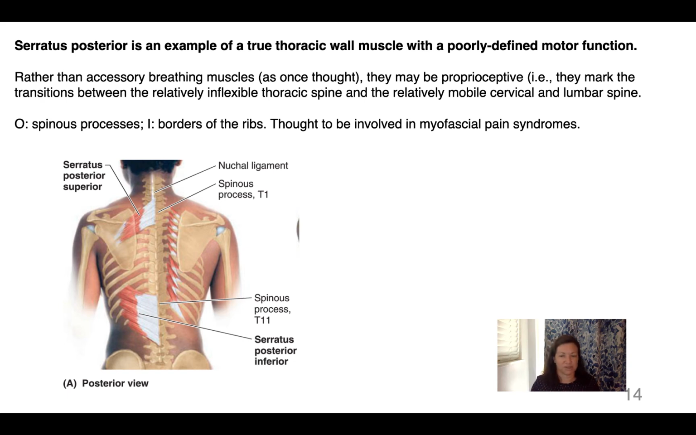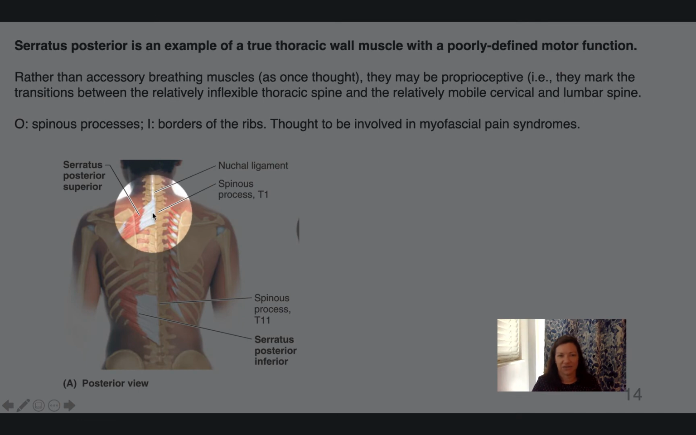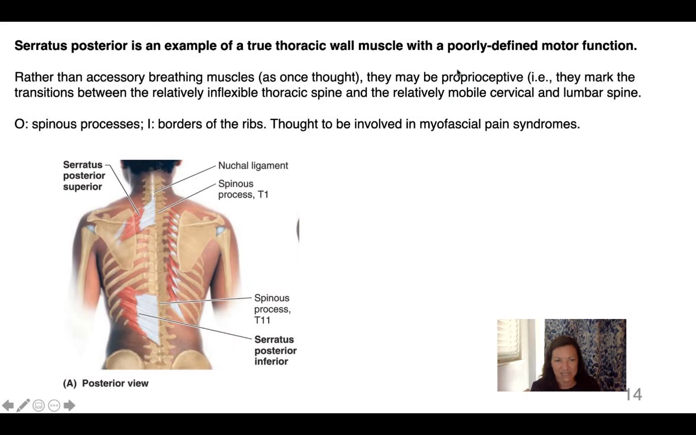They have a high density of proprioceptive nerve endings, and they actually are located at the transitions between movable portions of the spine, like cervical and lumbar, and the relatively immovable thoracic spine. So, serratus posterior superior is located at the cervicothoracic junction, and serratus posterior inferior is located at the thoracolumbar junction. Both muscles originate medially at the spinous processes and insert on the borders of the ribs. And so in addition to giving us proprioceptive feedback at these junctions, they're thought now to be involved in myofascial pain syndromes, but they're no longer generally considered accessory muscles of ventilation.